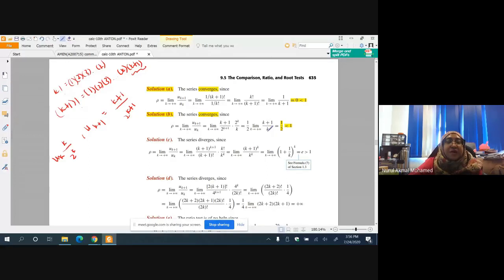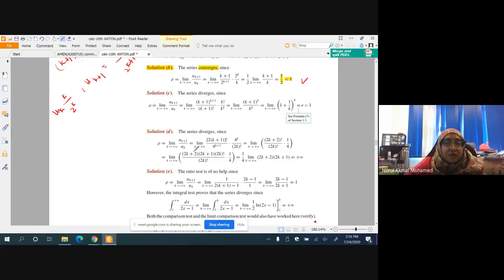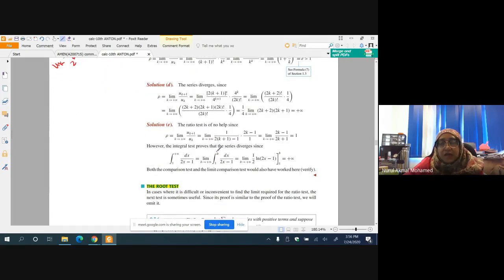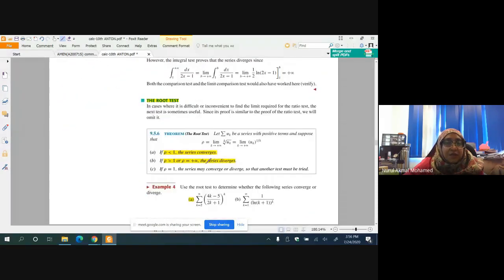It will be infinity divided by infinity. You use L'Hopital's rule. You will get 1 divided by 1. So this one will give you 1. Multiply with 1/2, you get 1/2. 1/2 is less than 1. So rho is less than 1, then the series converges. So if it's from the ratio test, you can do all the other exercises or examples at home.